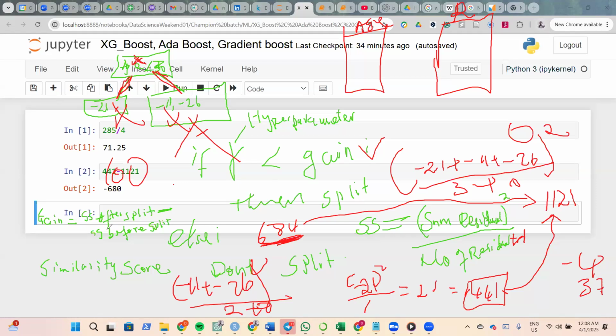And what is similarity score? Similarity score is the sum of residual all squared divided by number of residual plus lambda plus gamma. And gamma again is a hyperparameter. You can choose your value of gamma to be anything.